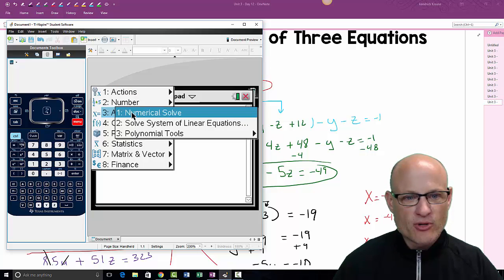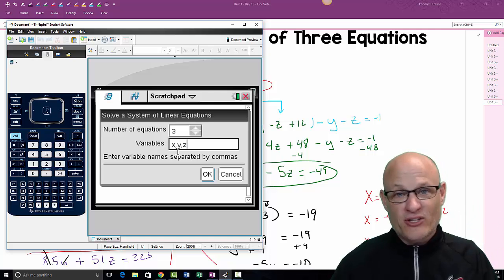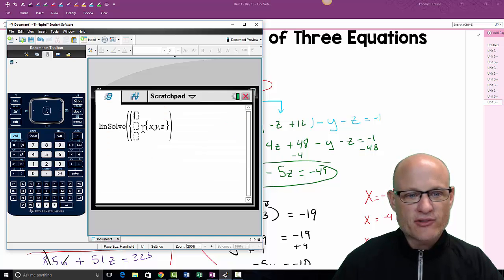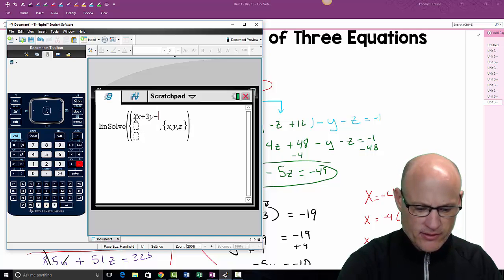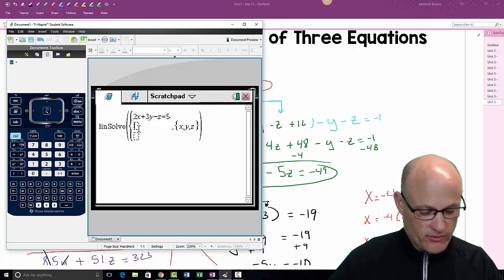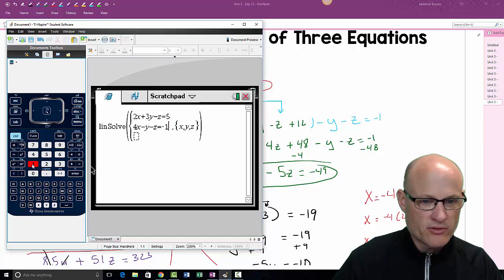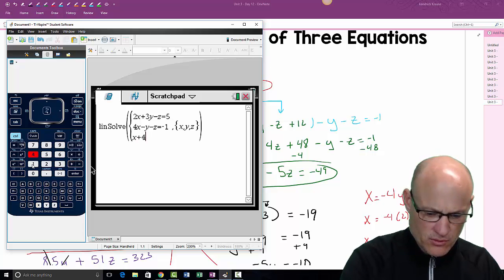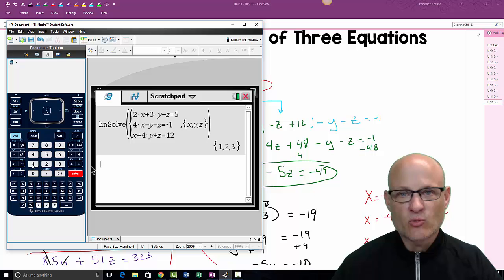So we'll go to Menu, Algebra, and Solve Linear Equations. Now we've got 3 equations. It's going to tell you your variables are going to be x, y, and z. If the problem uses a, b, and c, I think you can probably change them, but just leave them x, y, z. It doesn't matter. Click OK. So now it asks what your equations are. My equations are 2x plus 3y minus z equals 5. And my second equation: 4x minus y minus z equals negative 1. Make sure I put negative 1, not minus. And then x plus 4y plus z equals 12. And there's your answers, 1, 2, 3.